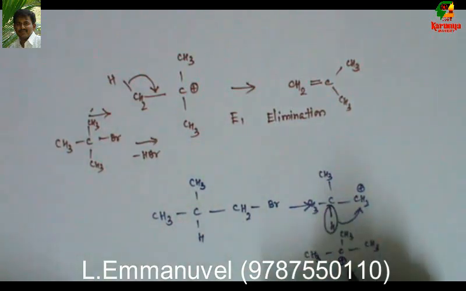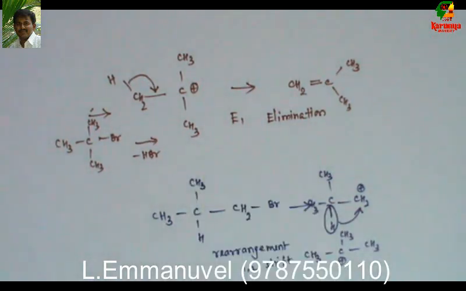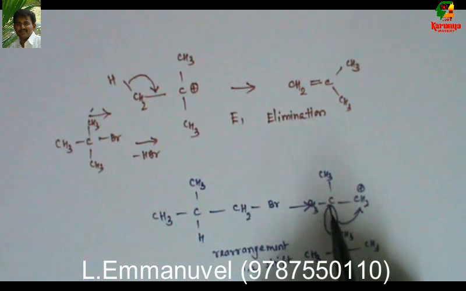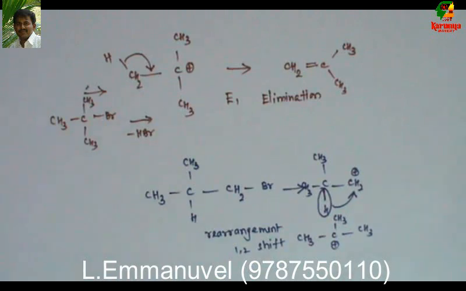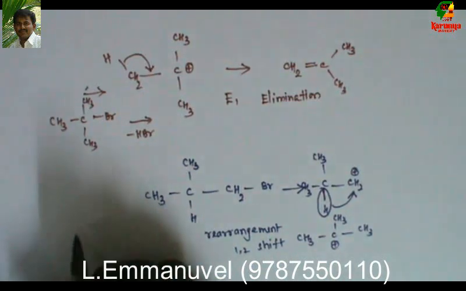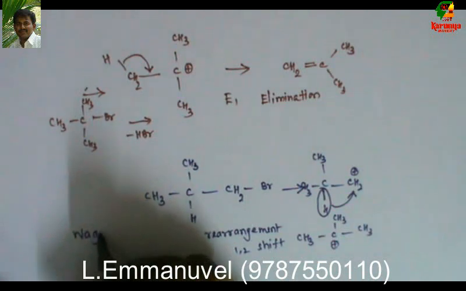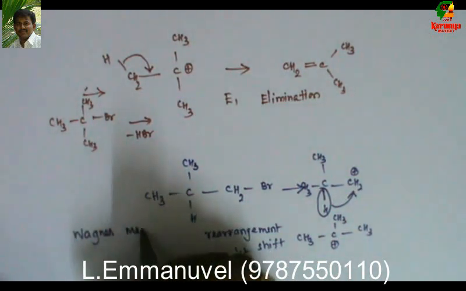So this is called rearrangement. Basically, it is a 1,2 shift of this hydrogen atom. And what we get is a tertiary carbocation. That is the driving force for this reaction. And this type of rearrangement is known as Wagner-Meerwein rearrangement.